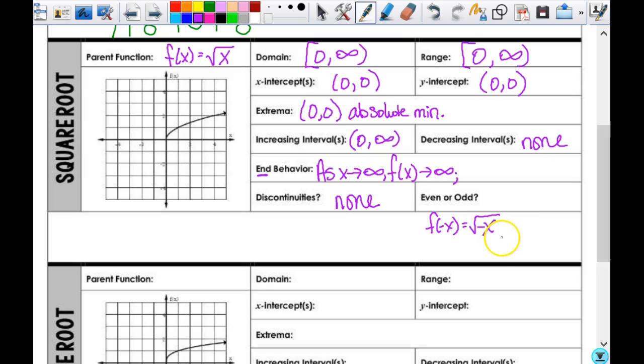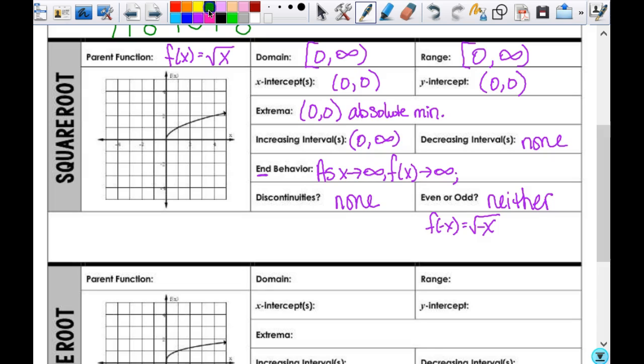Can I simplify this? No. If I did take the -1 out, what does it come out as? i. So this would be i times the square root of x, which is not f of x and not negative f of x, and that's why we know for sure this is neither. Plus, visually, graphically, it does not have y-axis symmetry, and it does not have origin symmetry, so that's also why it's neither. Okay.